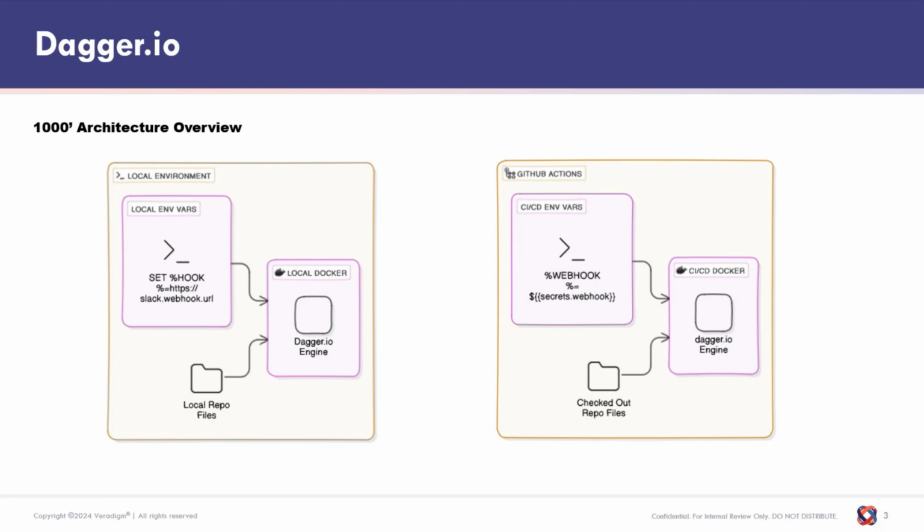In my Windows machine, I have set %hook equal to whatever Slack webhook URL I'm working with, that I want to do a Slack notification with. Versus inside of my CI/CD pipeline, that's an entirely different variable where I've set it to %webhook, which is equal to a secret out of GitHub Actions. This code will run identical whether it's local or remote, based on how that particular webhook is being set.